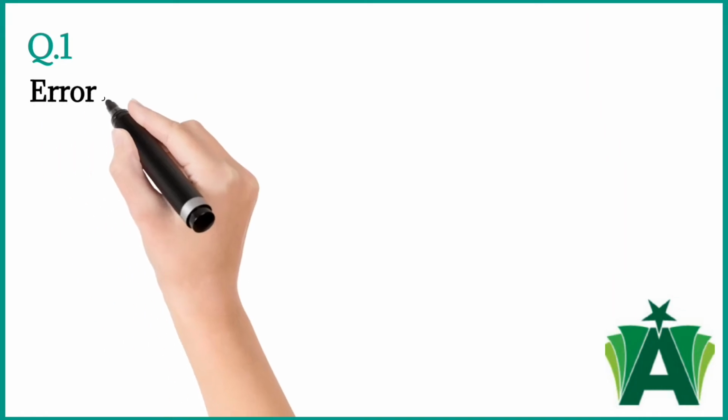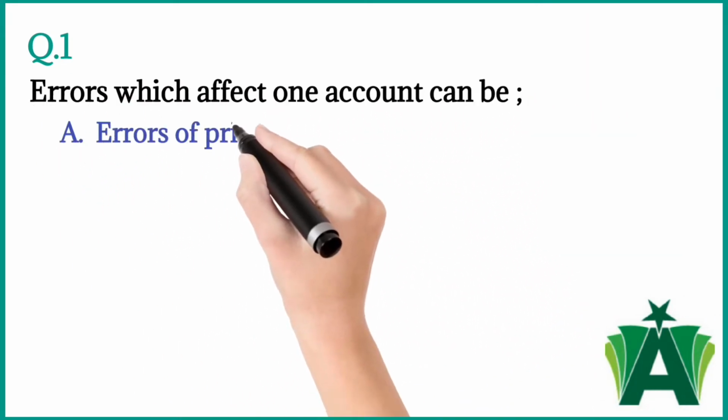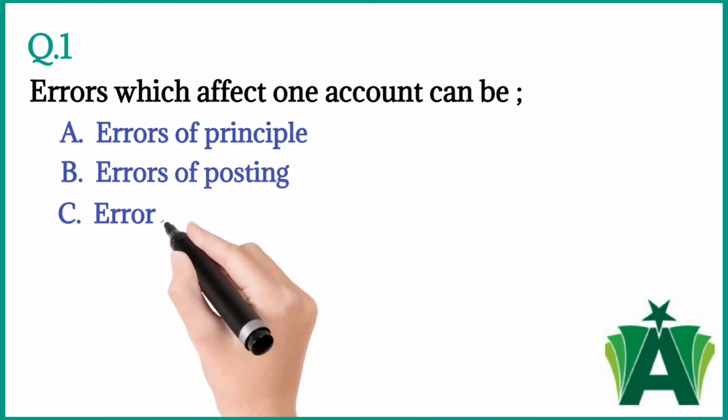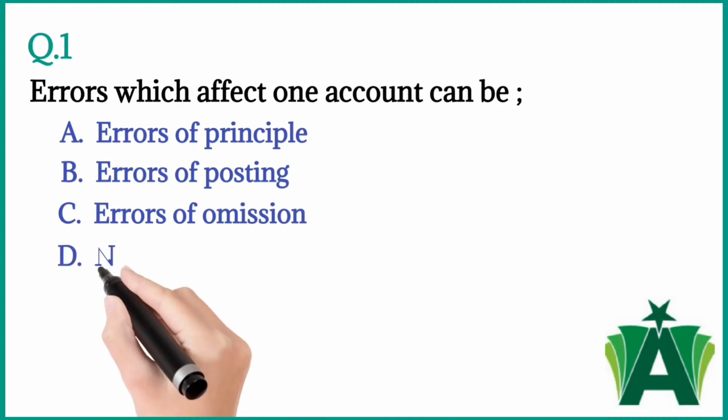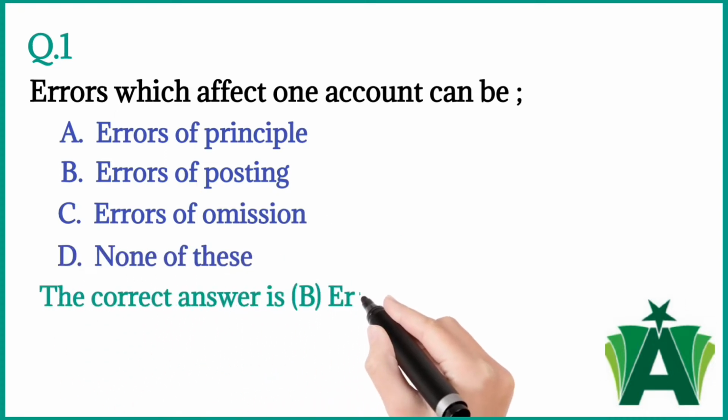Question number 1. Errors which affect one account can be: A. Errors of principal. B. Errors of posting. C. Errors of omission. D. None of these. The correct answer is B. Errors of posting.